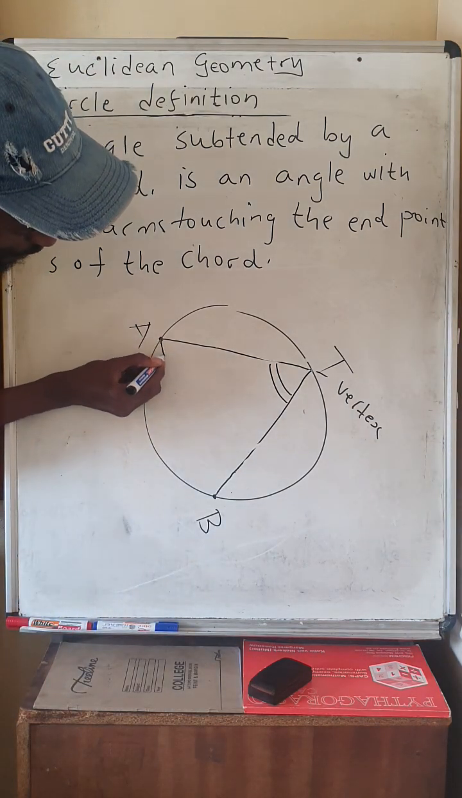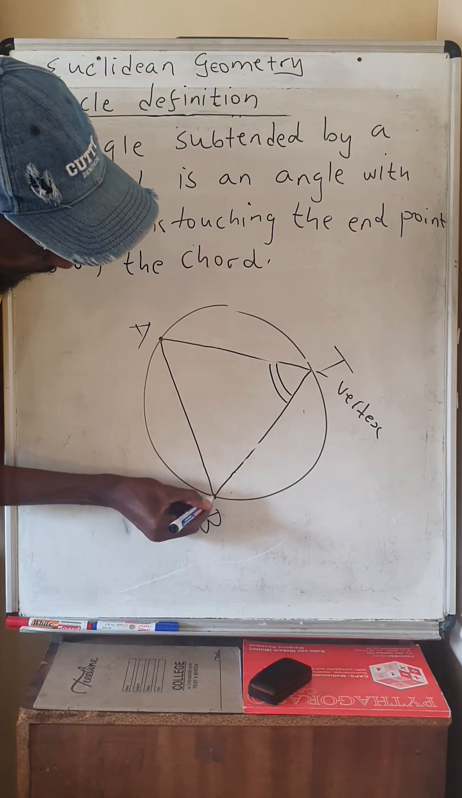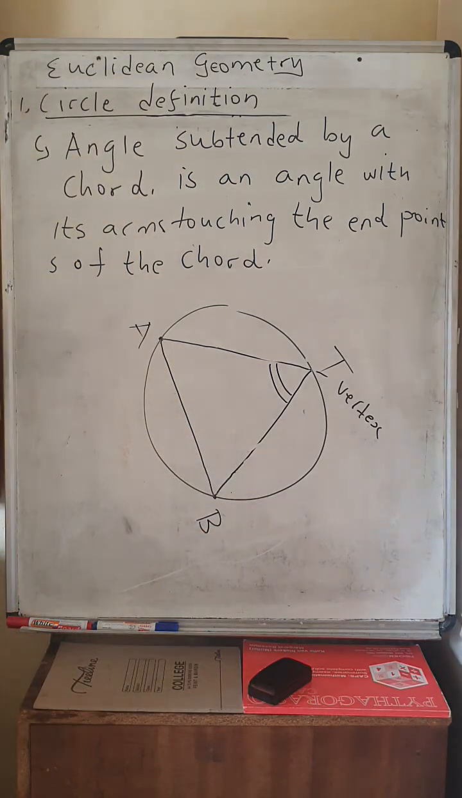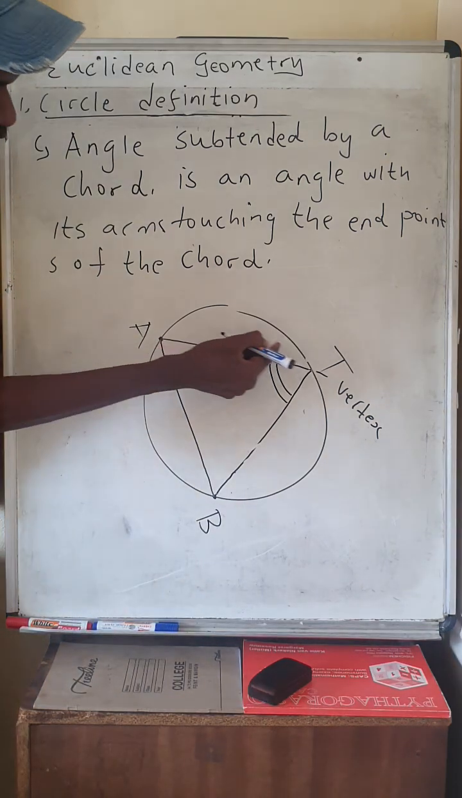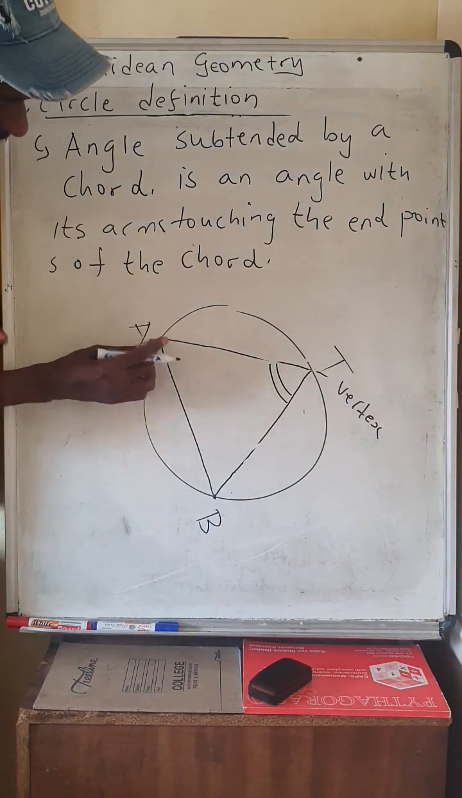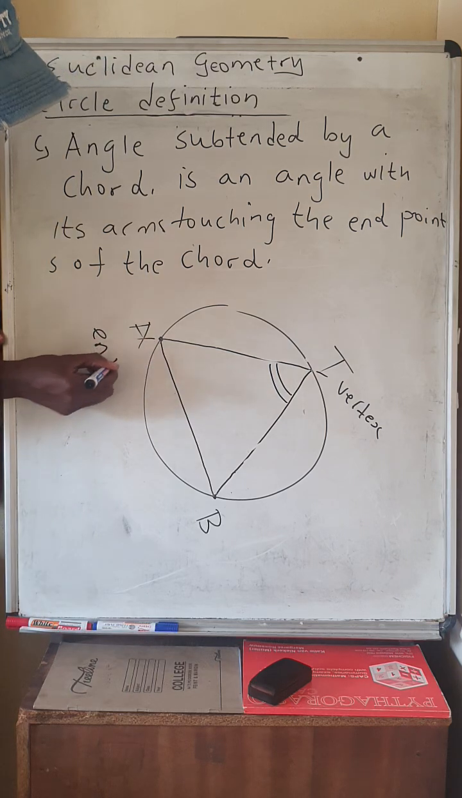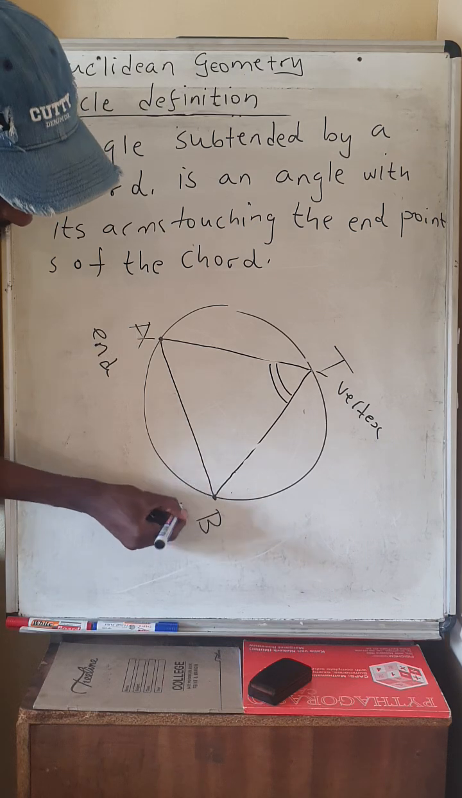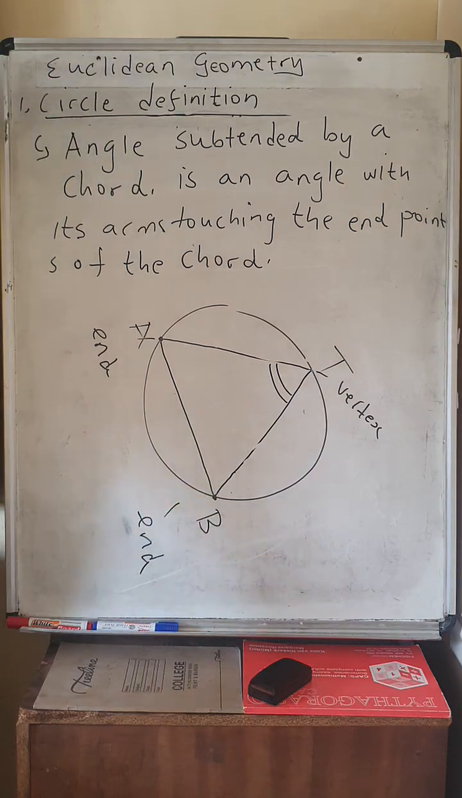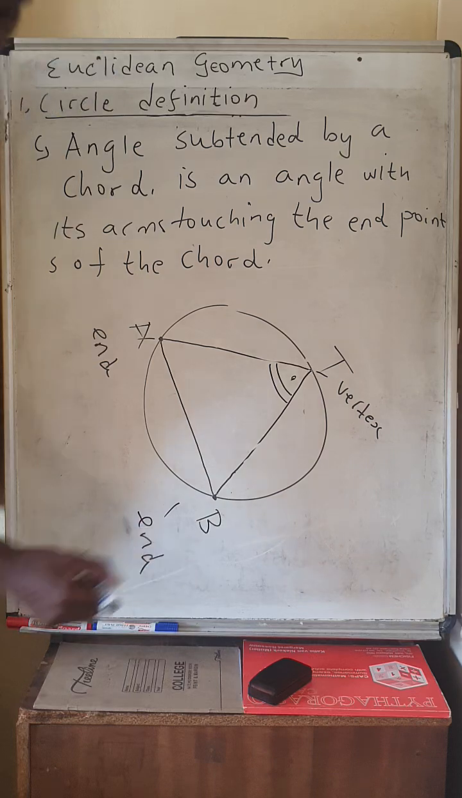So if you introduce a line segment joining these two points, then I can see that AB becomes a chord. The point where this arm touches the circumference at A becomes an endpoint of this chord, and the point where the other arm touches the circumference becomes another endpoint. Therefore, this angle is subtended by this chord.